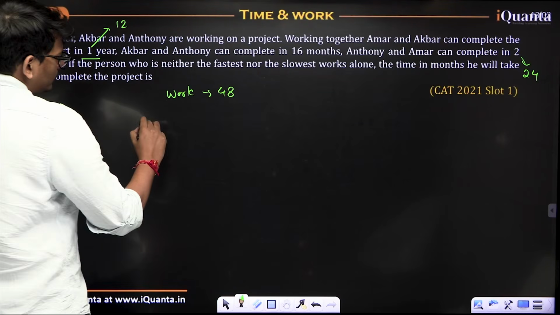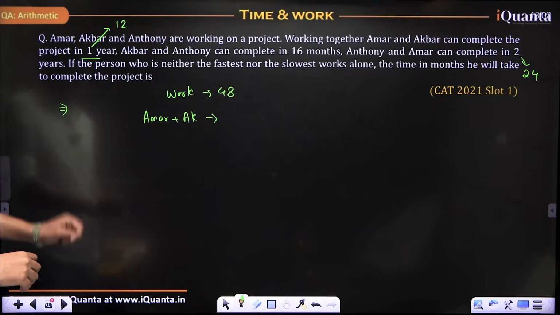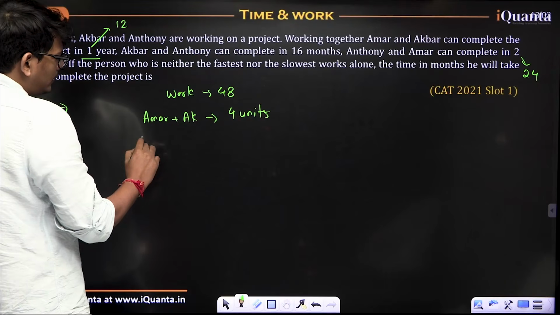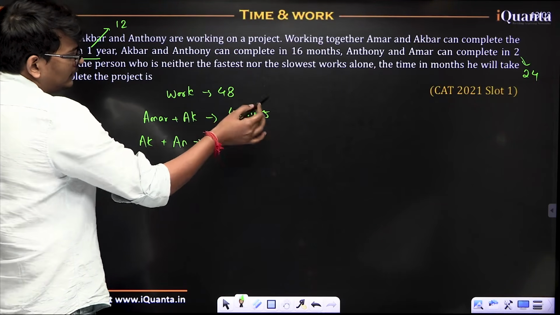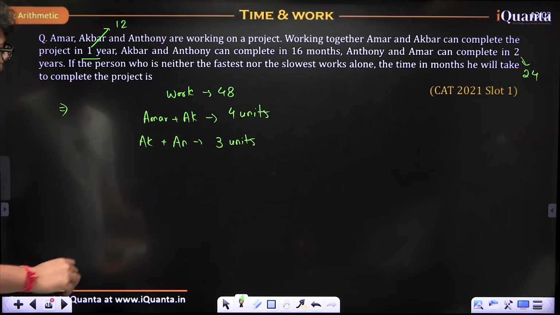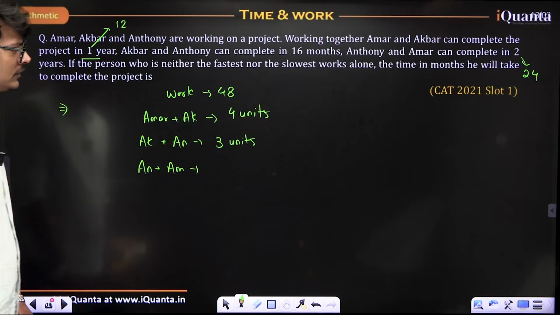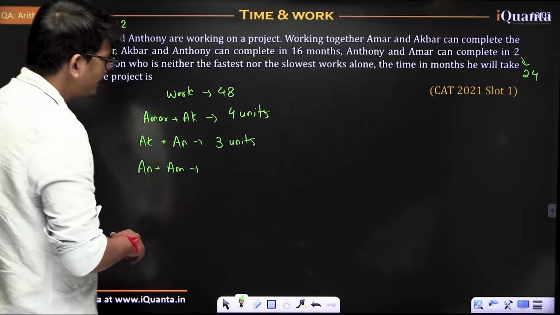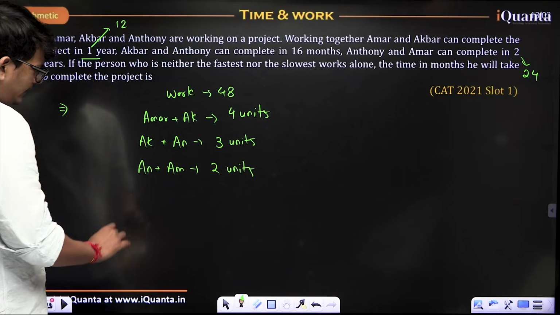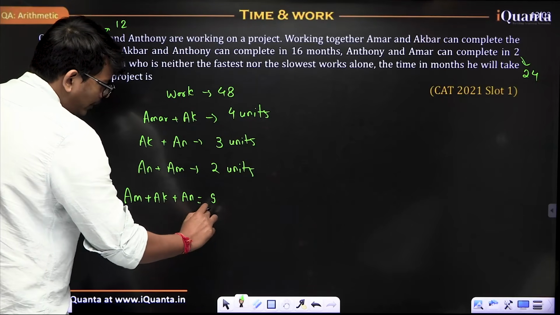Now, Amar plus Akbar is doing this work in 12 months. So I can say 4 units efficiency. Akbar and Anthony, 16 months. So 48 divided by 16, 3 units. Anthony and Amar complete this work in 24 months, because I have converted everything into months, right? 2 units. Now I can add these 3. So I can say Amar, Akbar, Anthony is equal to 9 by 2 units.